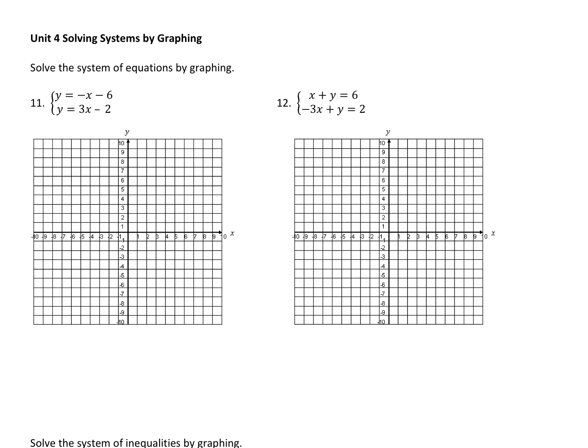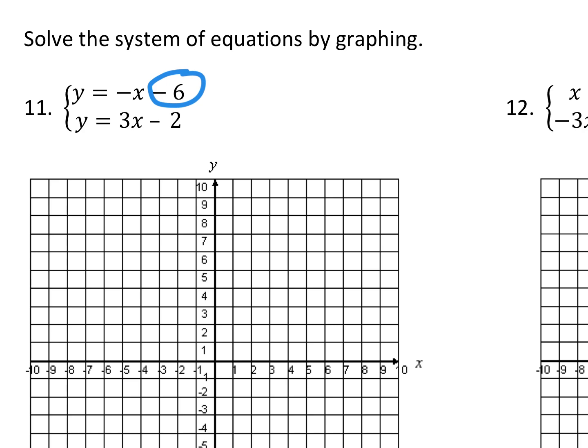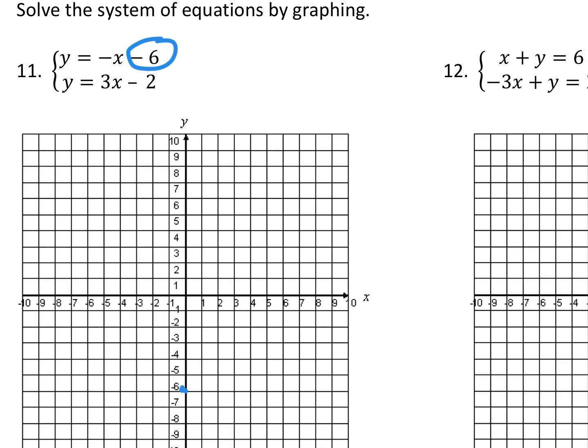All right, next one. Solving the system by graphing. Now you got to graph 2 lines and see where they cross. It's that simple. You just got to graph both lines and see where they cross. So here I'd start at -6. I would go down 1 and over 1. Down 1, over 1, down 1, over 1.